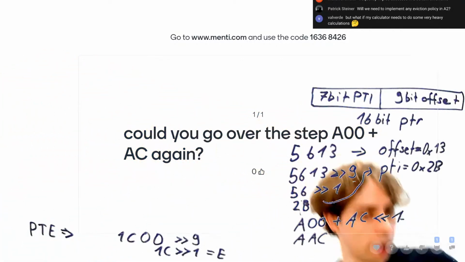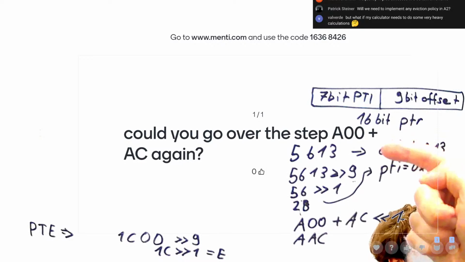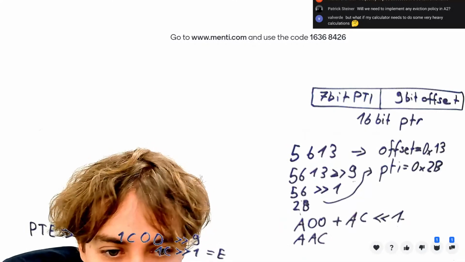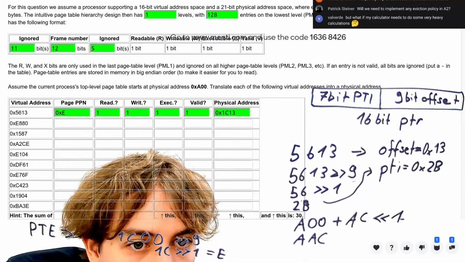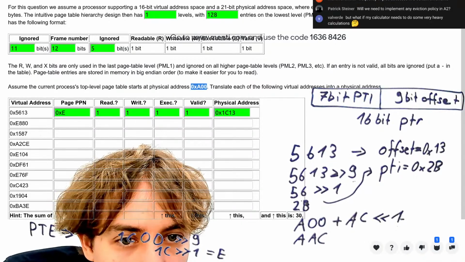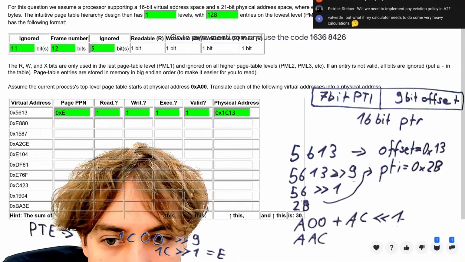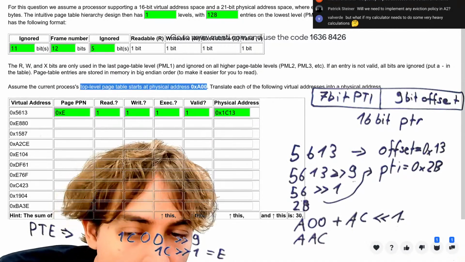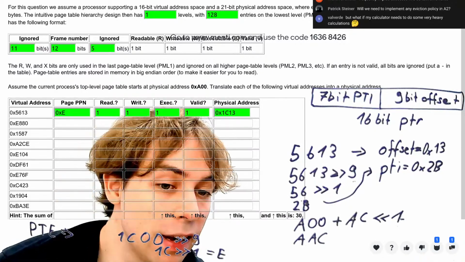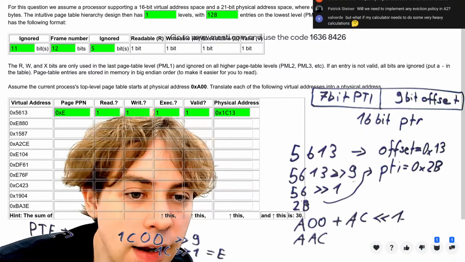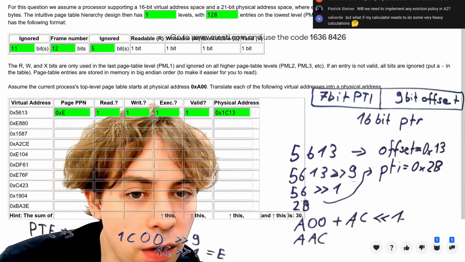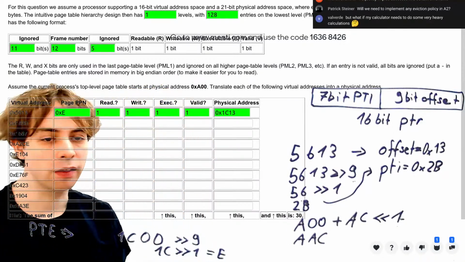Of course. So let's check out this part here with the A00. Where did this come from? If you take a look at the page again, A00 is where the top level page table starts. In this case, this is our page table. You could compare this with the value that is written in the CR3 register. On x86, this would be written in the CR3 register. That's the physical address where the top level page table starts.